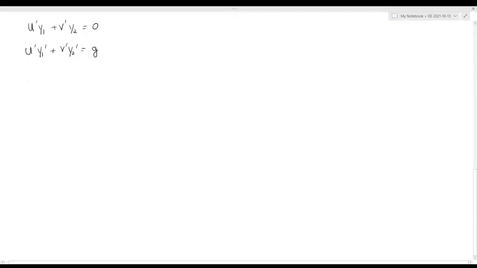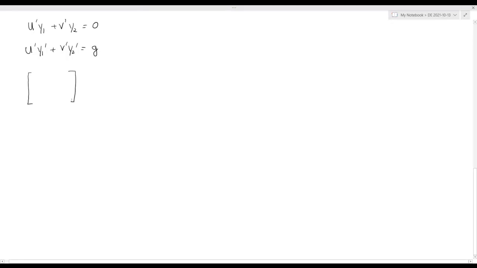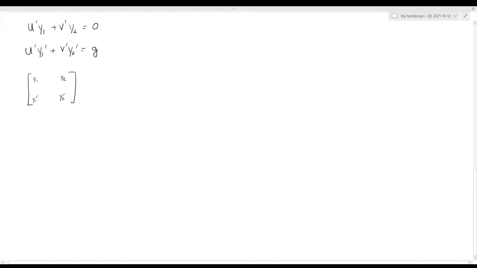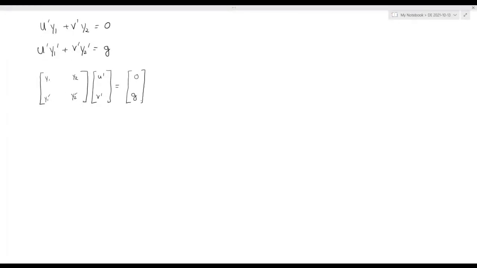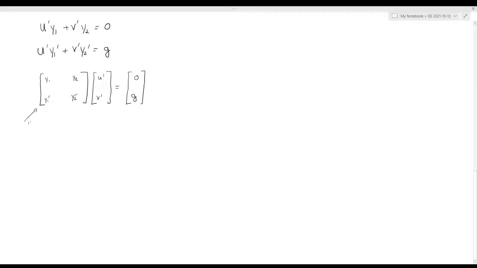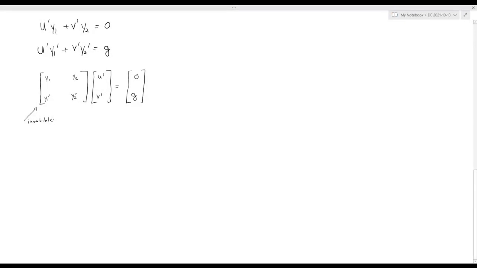Let's write the system as a matrix equation. Now remember that y1 and y2 are known, or we solve for them. And we don't know what u and v are, so u prime and v prime are unknowns. In the right-hand side column, we have 0 and g, which is the right-hand side function. So how do we know that there's definitely a solution for u prime and v prime in the system? Well, this matrix is invertible, right? Because it's the Wronskian. And we know the Wronskian is non-zero for our fundamental solution set.